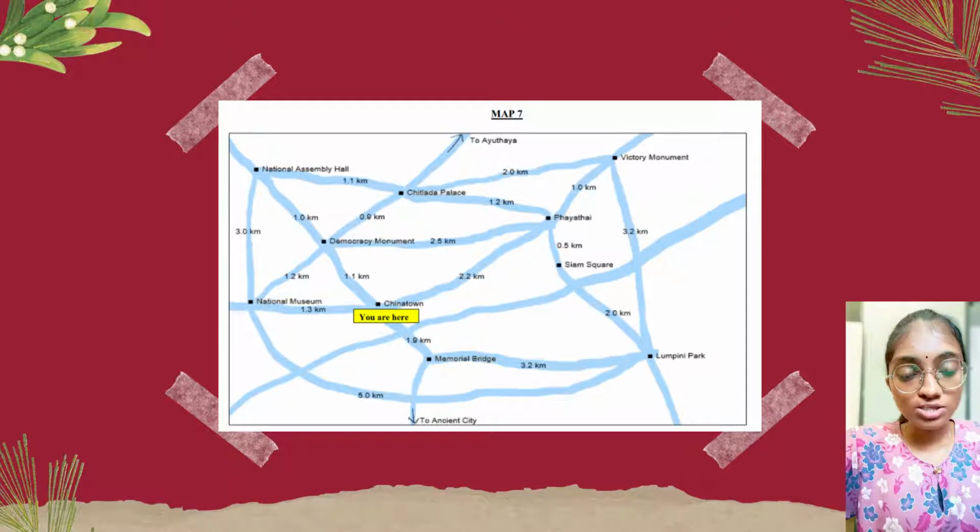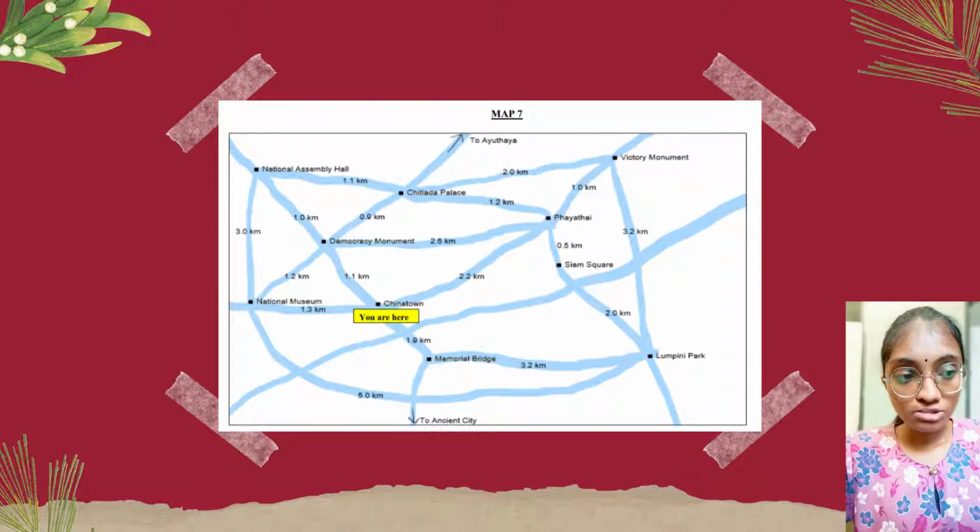It is National Museum, Democracy Monument, and Chitralada Palace. Chitralada Palace has 3 routes. It is National Assembly Hall, Democracy Monument, and Victory Monument. Phaya Thai connects with 4 routes, which are Victory Monument, Chitralada Palace, Democracy Monument, and Siam Square. Siam Square has 2 routes, which are Phaya Thai and Lumpini Park.